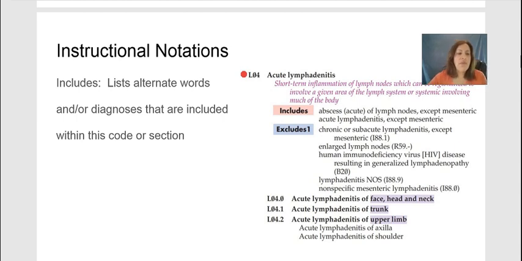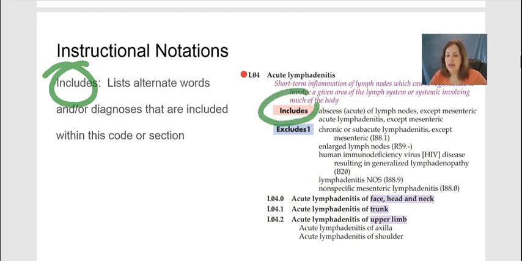Okay, so instructional notations are part of those conventions, and the first one we're going to talk about here are the includes. When you see the term includes, it means that it's listing alternate words that are included with this code section. So these are alternate words that mean the same thing, or at least close enough that they have lumped them together into the same codes.